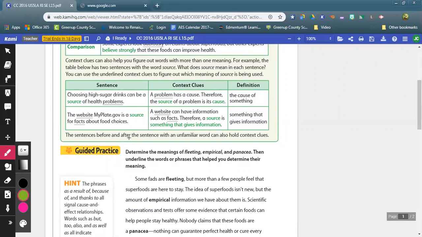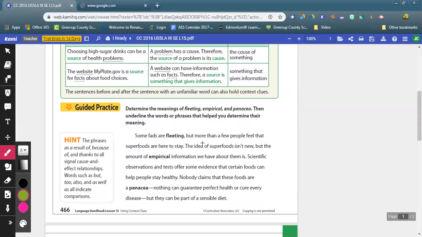The sentences before and after the sentence with an unfamiliar word can also hold context clues. We have a big hint down here. I want you guys to look at that. The phrases as a result of, because of, and thanks to all signal cause and effect relationships. Words such as but, also, and as well as all indicate comparisons.